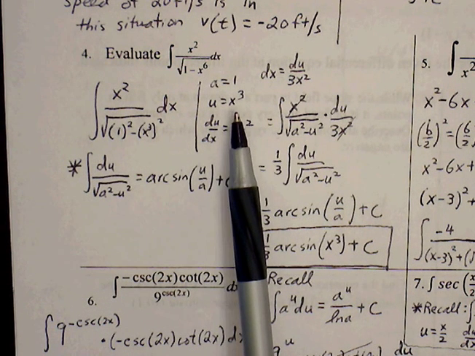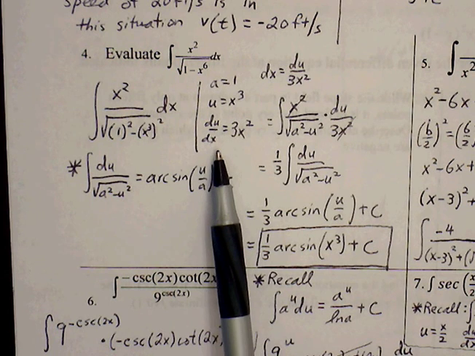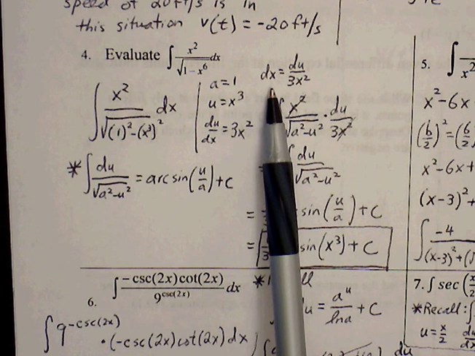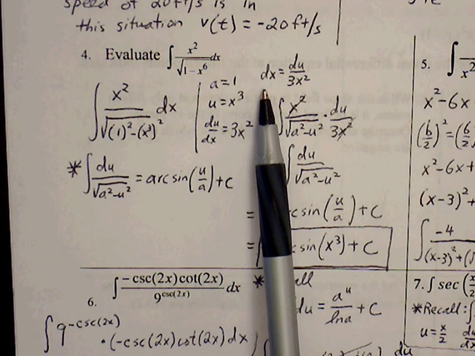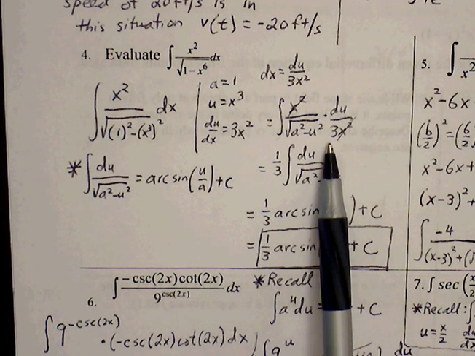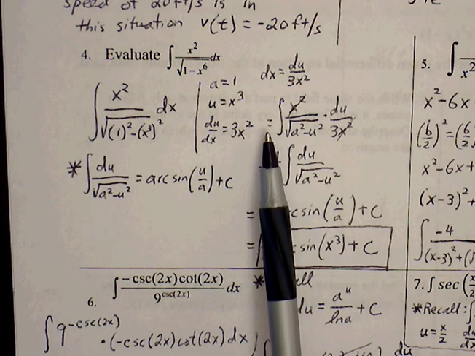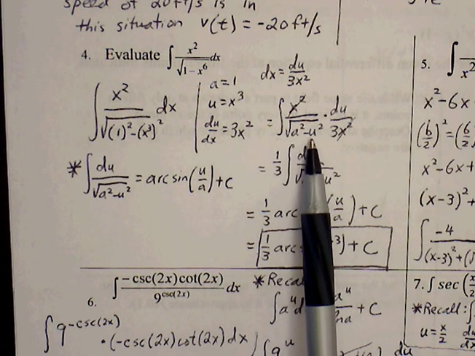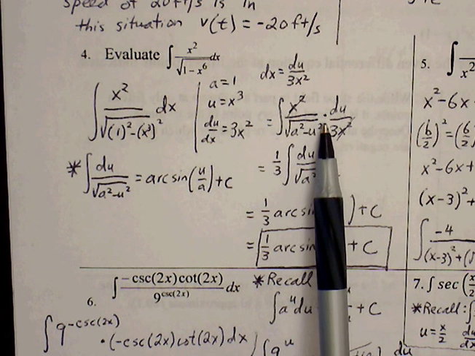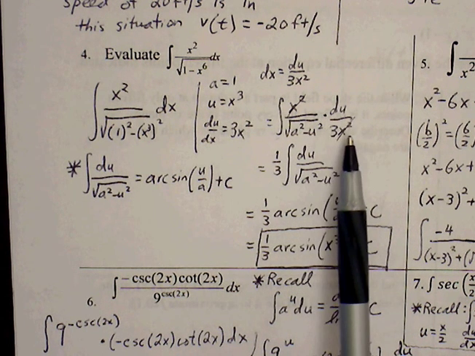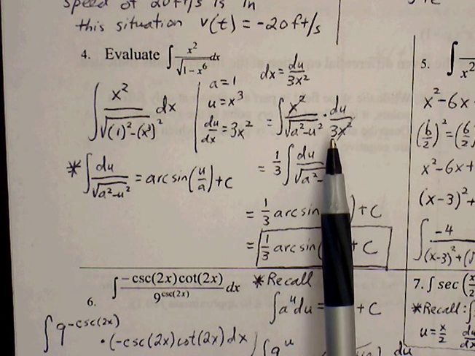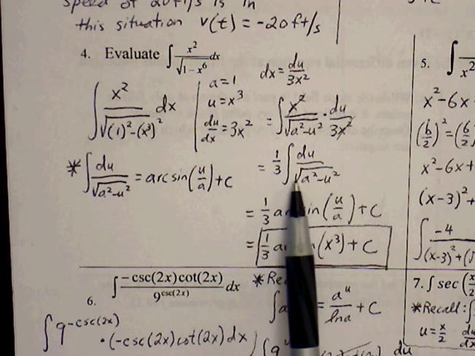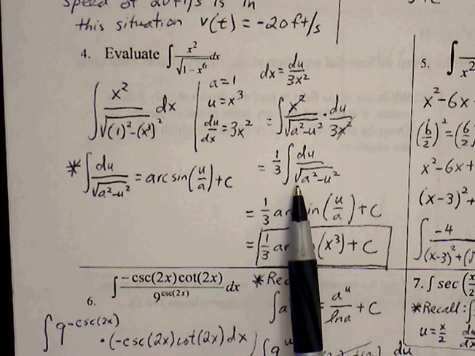We find the derivative for u, so du over dx is 3x squared. We solve for dx, so dx is simply du over 3x squared. We make our substitutions to see if we can get our integrand in terms of a and u. So x squared stays initially, square root of a squared minus u squared, times, and then dx gets replaced with du over 3x squared. The x squared cancels out. We can pull the 3 out as a coefficient. So now we have 1/3 integral of du over the square root of a squared minus u squared.